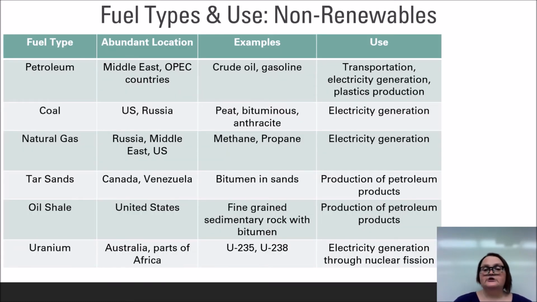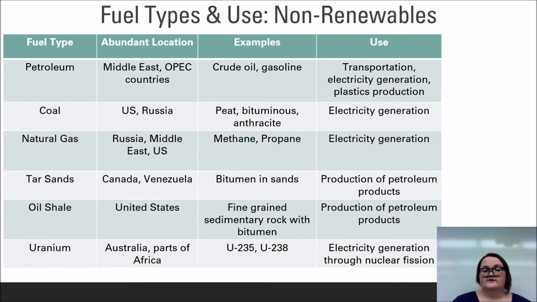Finally, let's take a look at the comparison of fuel types and their uses. Overall, you may see that it becomes repetitive as the vast majority of them are used as a resource to produce electricity. The table here looks at a variety of non-renewable resources and compares them across location and use. Petroleum and crude oil are terms that are used interchangeably.